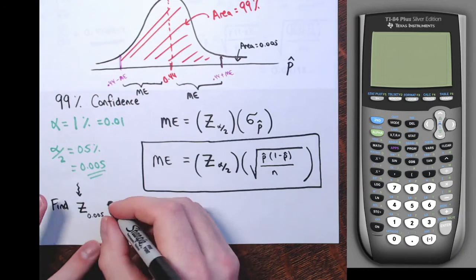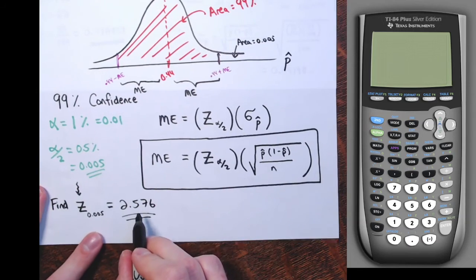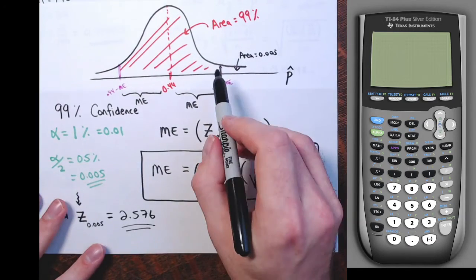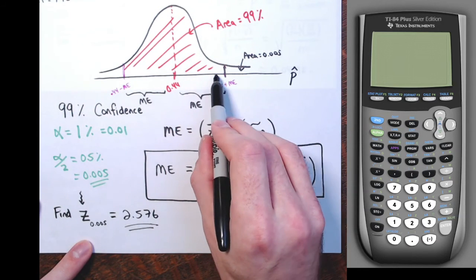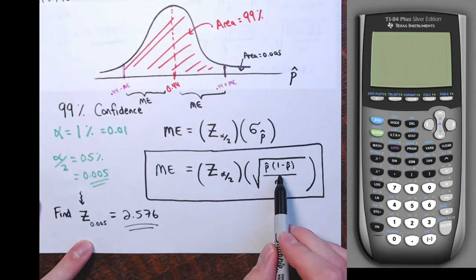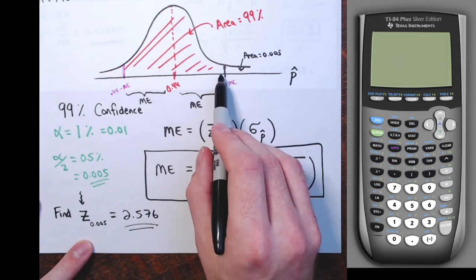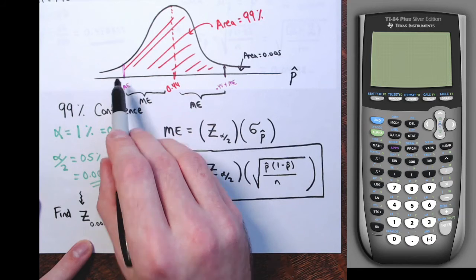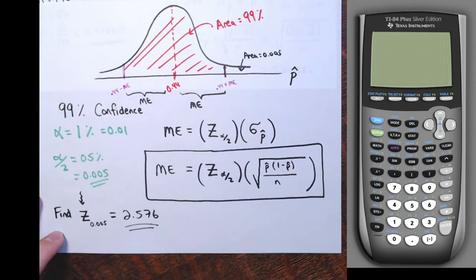2.576. So I'll write that here. And all this means is that this upper value of the confidence interval is 2.576 standard deviations above the mean. And this lower value of the confidence interval is 2.576 standard deviations below the mean.